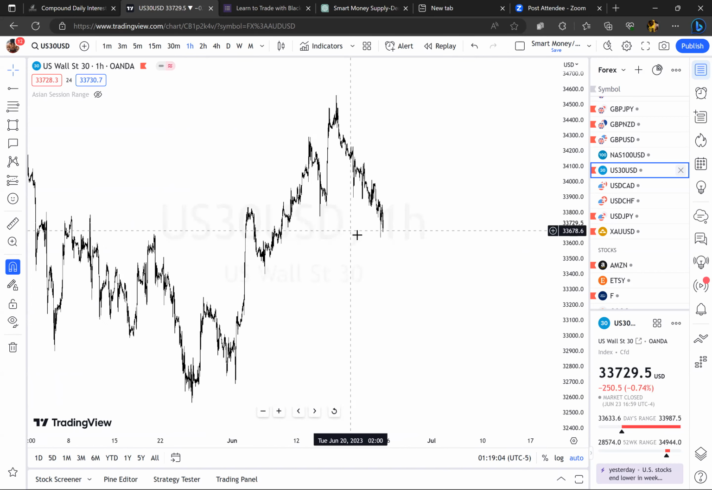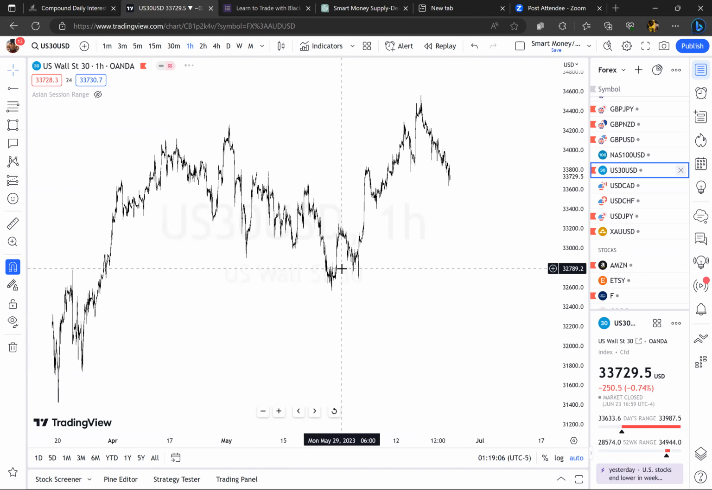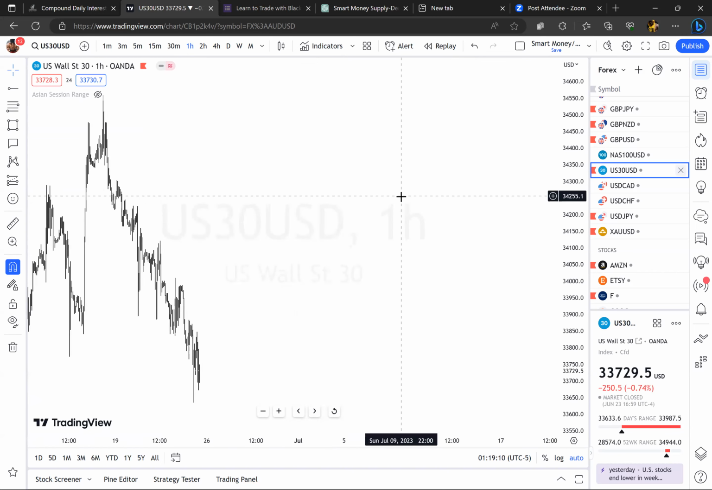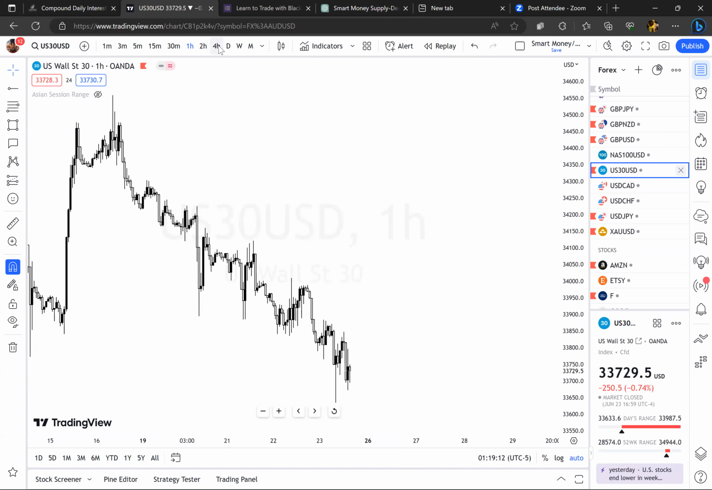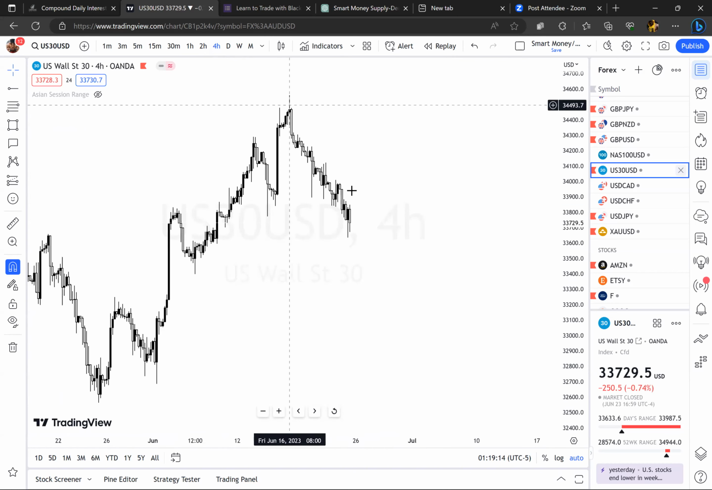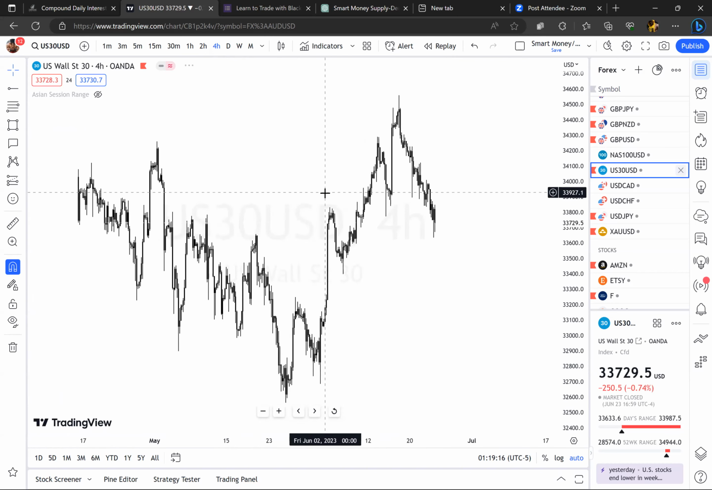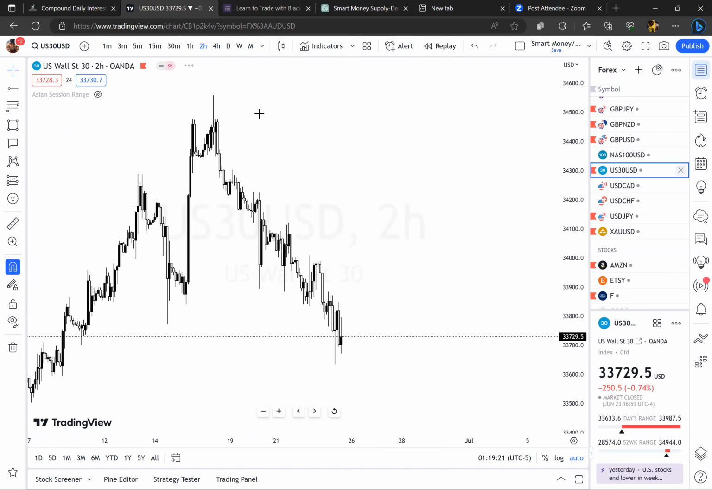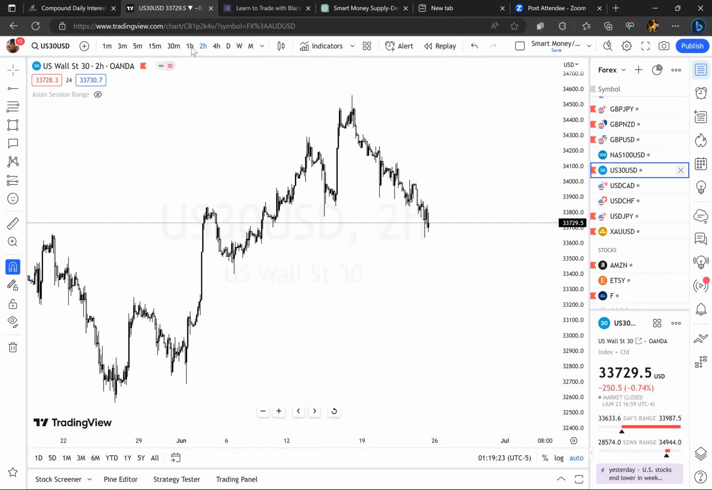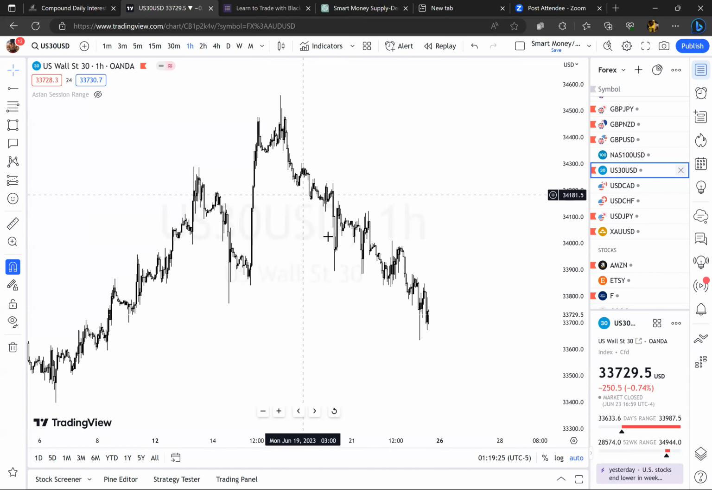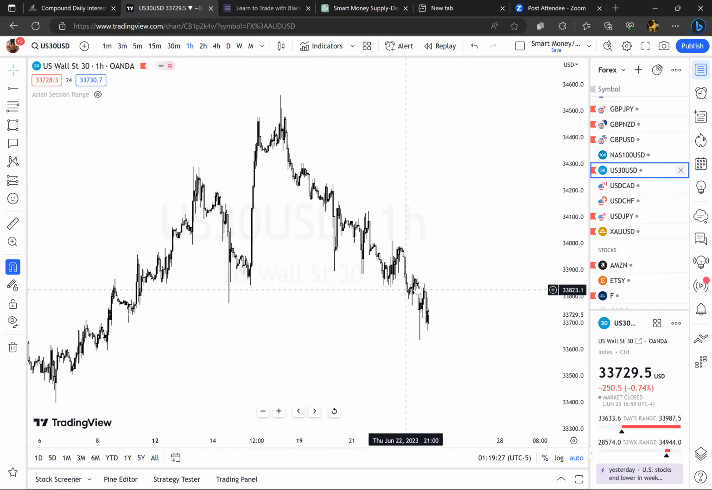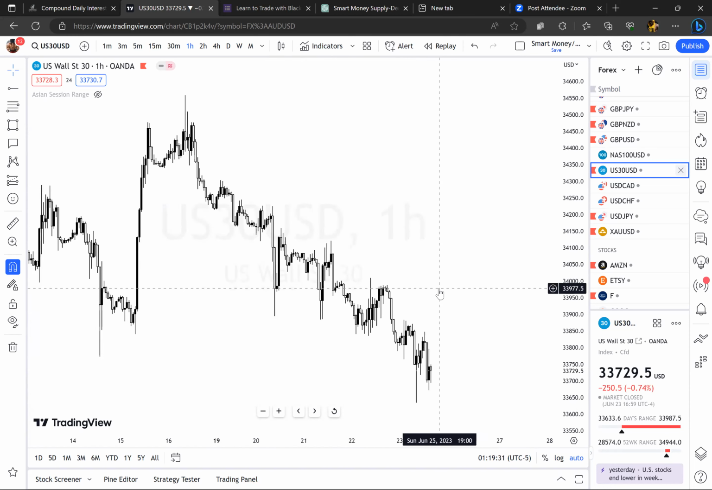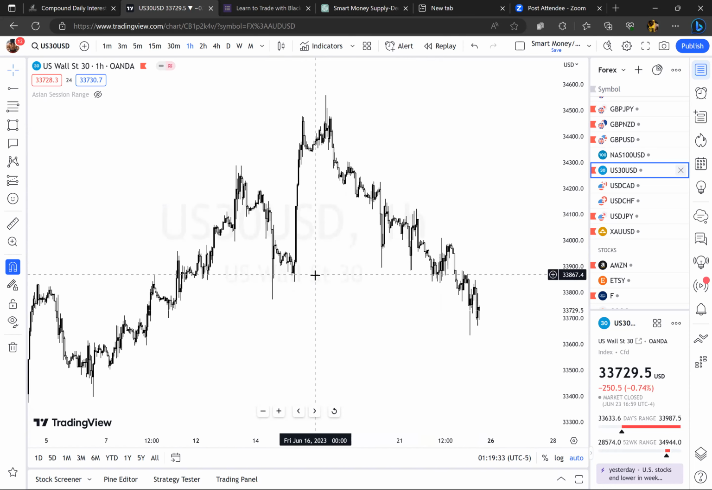So what's US30 doing? Big time frame, it was going up. Let's see. Oh wow, it's so choppy right there, man. I don't like that. I don't like it at all. 2 hour, 1 hour. See how choppy it is coming down? Oh, I don't like that choppiness. I don't like it one bit.